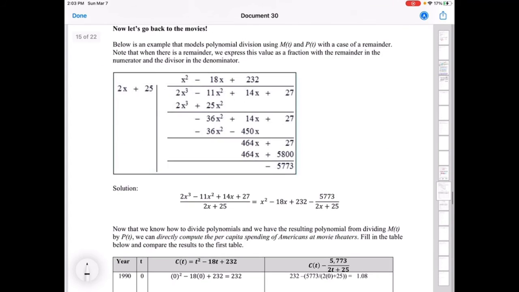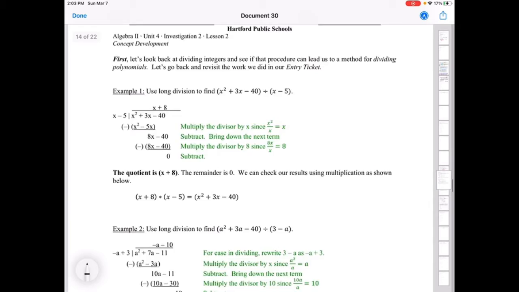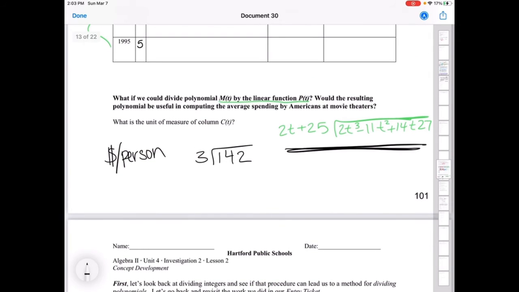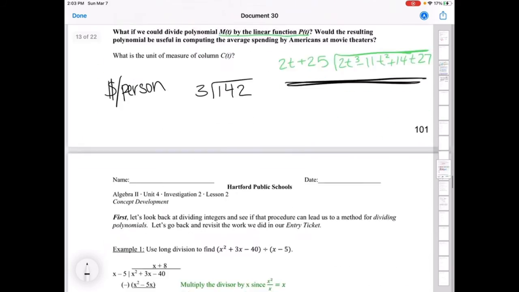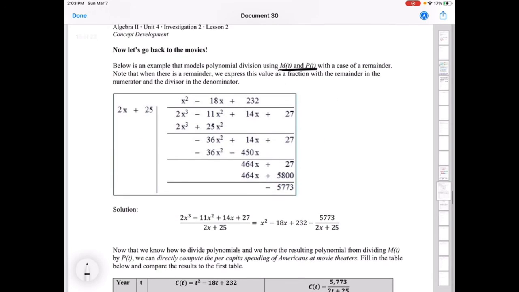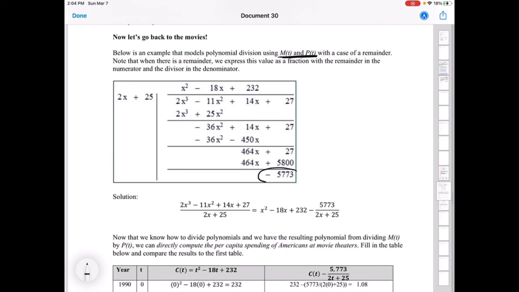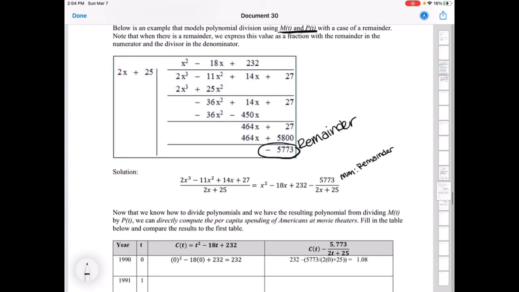But down here, this is where they do our calculation for us. So this equation we had up here, the money spent per year, divided by the population that year, they do that out for us right here with long division. And they tell us that here we have a remainder. The same rule of thumb goes when you have division with polynomials: the remainder is going to be the numerator and the denominator is going to be the divisor.